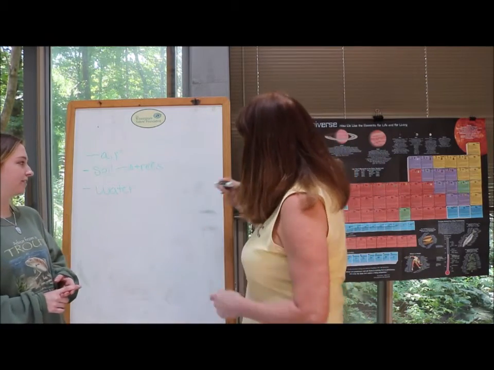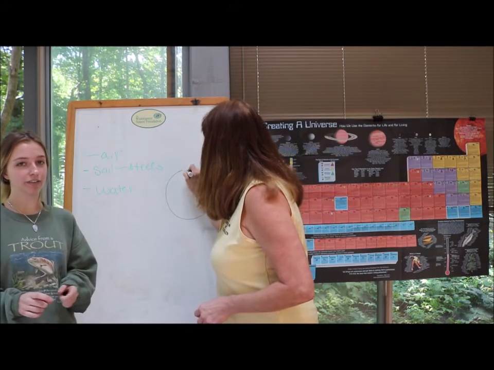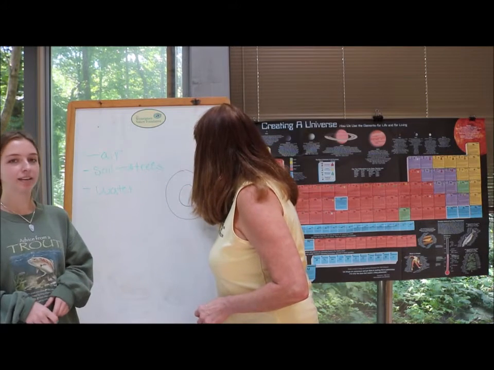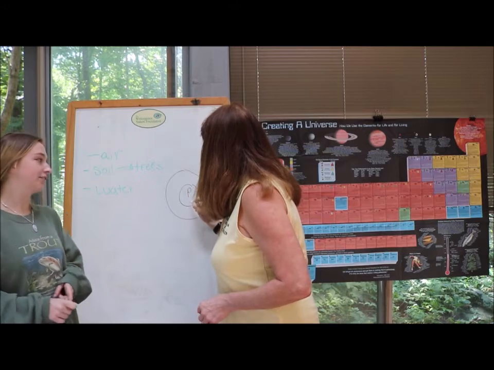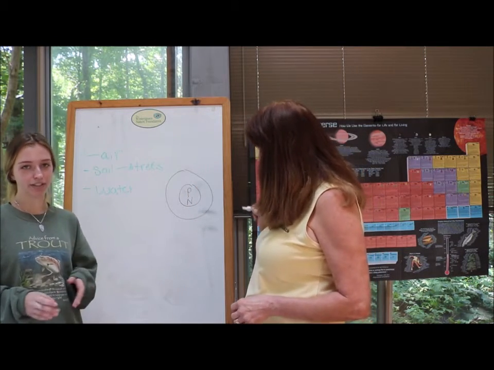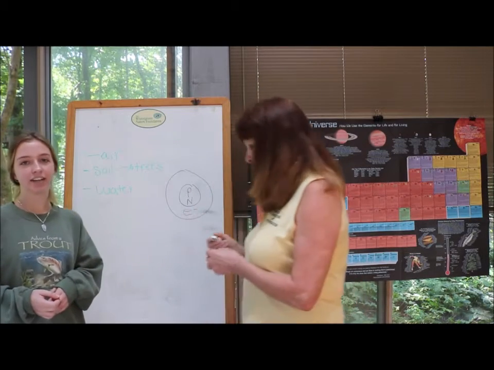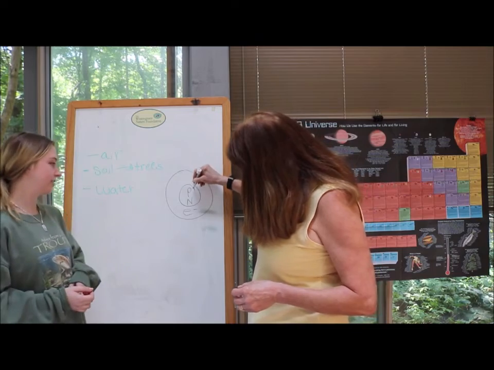So protons have a positive charge, and these are found in the nucleus of the atom. And neutrons are also found in the nucleus of the atom, and these have neutral or no charge to them. On the outside, you'll find electrons, and electrons have negative charges.